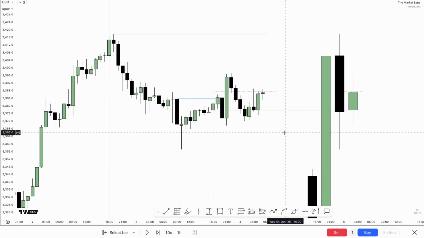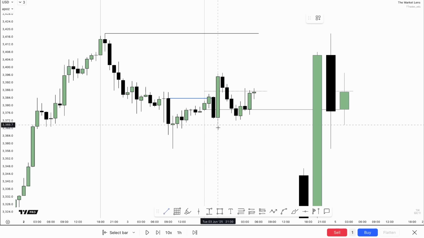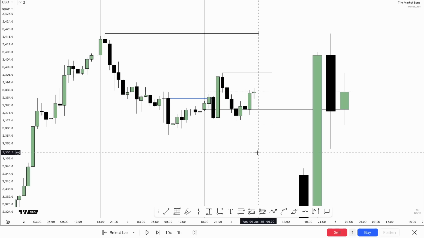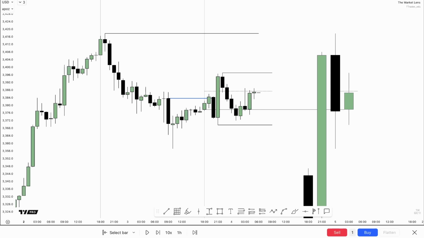This isn't telling us a whole lot. It is just consolidating. You can see how price is remaining internal, not taking out this high or low. So now what would we want to see? If we are bullish, we want to see a run of the lows to trade higher. And if we are bearish, we want to see a run of the highs to trade lower. So let's see what happens.